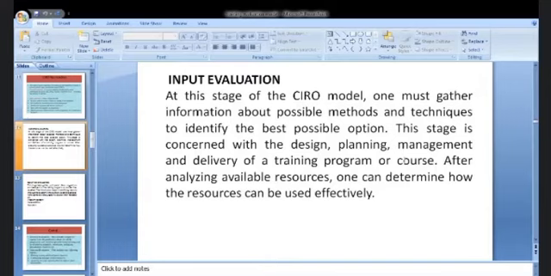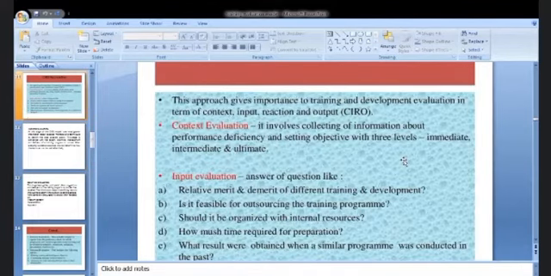After analyzing the available resources, one can determine how the resources can be used effectively. Once you analyze the design, planning, and the resources needed, you can determine how the resources can be evaluated. So input evaluation answers questions about the relative merits and demerits of the different training and development methods, so we choose the best possible training method.